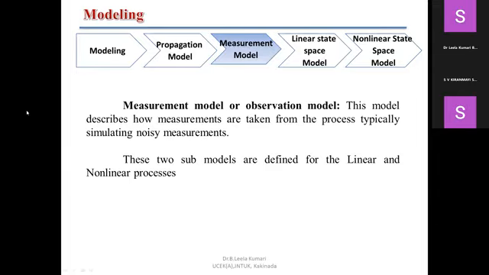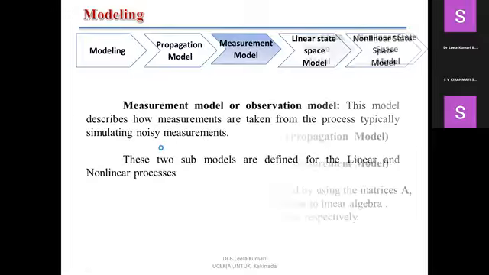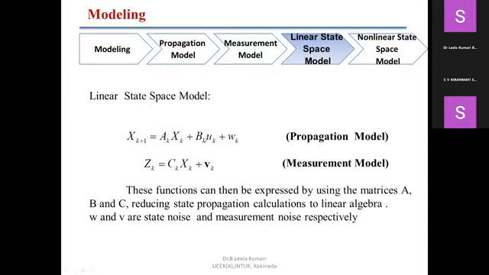These two submodels are defined both for the linear as well as the non-linear process, but the way of representing the mathematical formulation is different. For any linear or non-linear system, these two models are very important. If you see, this is the linear state space model. As our ultimate goal is to estimate the future behavior of the system, x_{k+1} = A_k x_k + B_k u_k + w_k. This is the propagation model.